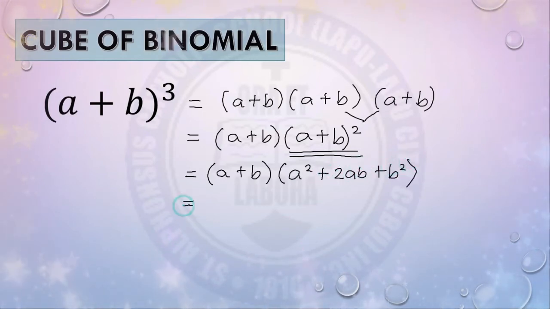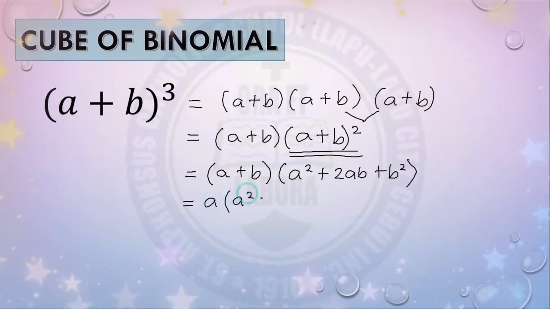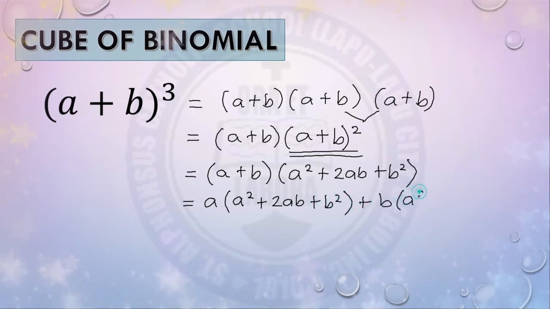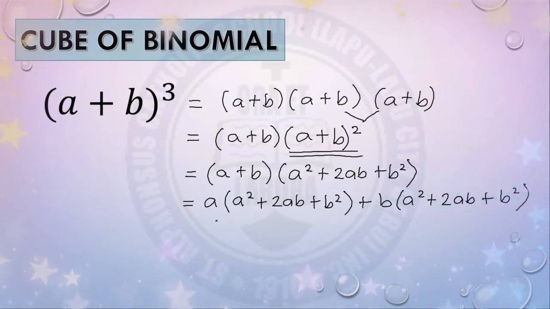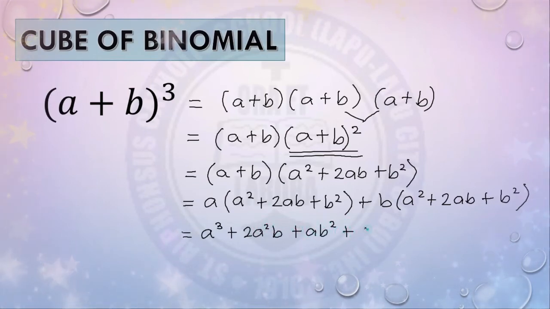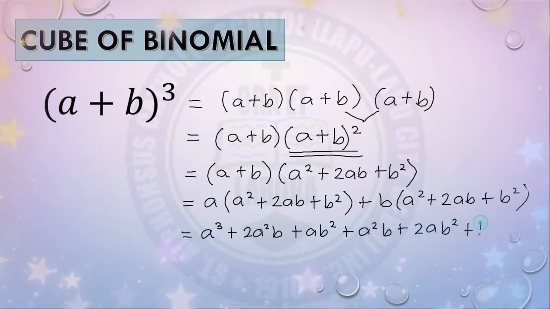And by the distributive property of equality, we're going to distribute a and b to the second factor. So it will equal a times a squared plus 2ab plus b squared, plus b times a squared plus 2ab plus b squared, and simplify. It will become a cubed plus 2a squared b plus ab squared plus a squared b plus 2ab squared plus b cubed.